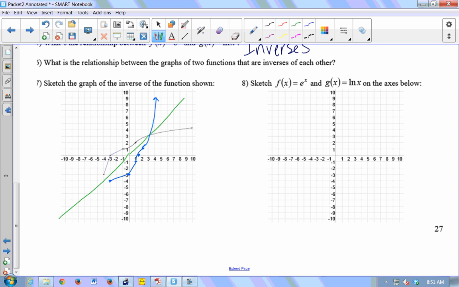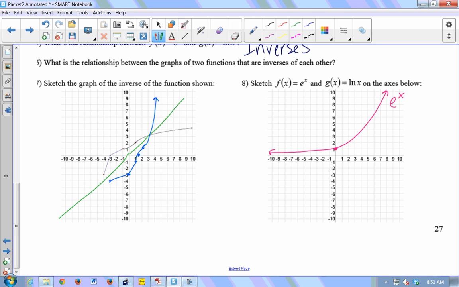Okay, so if I want to sketch e to the x and ln x on the same axes, we could use our calculator, make a little table of values. I definitely know e to the x is going to go through 0, 1, because anything to the 0 is 1. And then I know it goes like this. I'm not being super careful about how this looks. Right. So that's my e to the x.